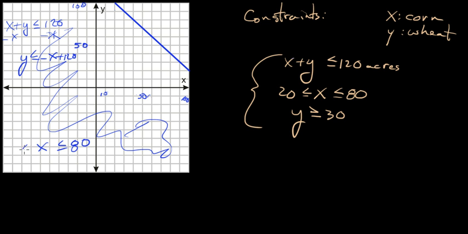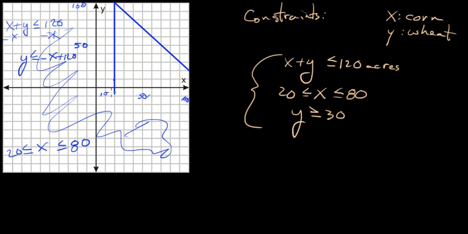Anyway, so now I want x is between 80 and 20, because he wants in between 20 and 80 acres of corn. And so we've got x is greater than or equal to 20. So there's 20 right there. So we'll just draw a vertical line right there at x equals 20.